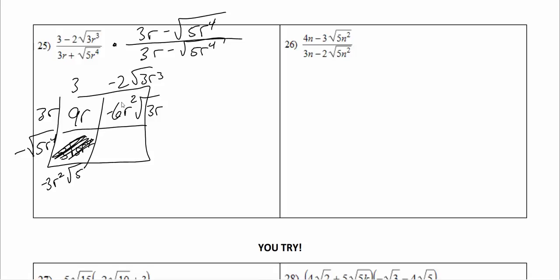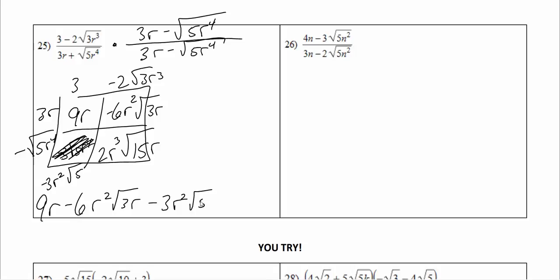And then this one here is +2. I have 4 r's and 3 r's, so that makes 7 r's, which if I'm dividing those by 2, I can get 3 of them to pop out. What am I left with on the inside? A 15 and a single r. Now let's combine if I can. It doesn't look like I can, so let's just write them. I get 9r minus 6r squared root 3r minus 3r squared root 5 plus 2r to the third root 15r.